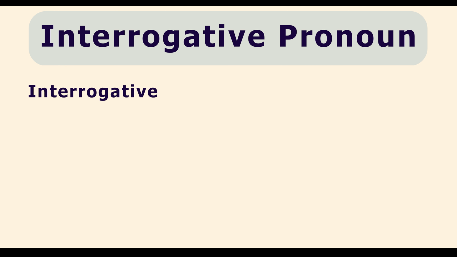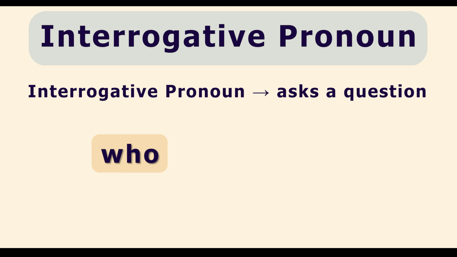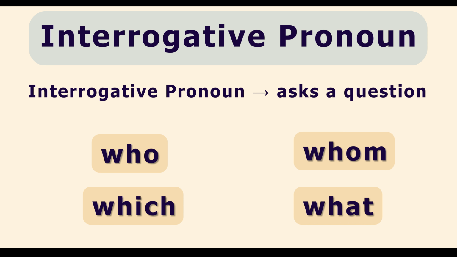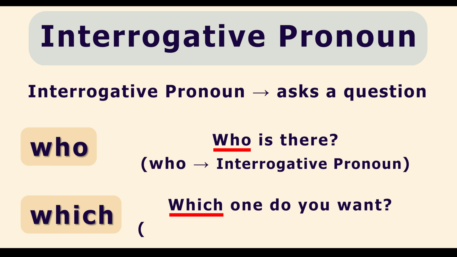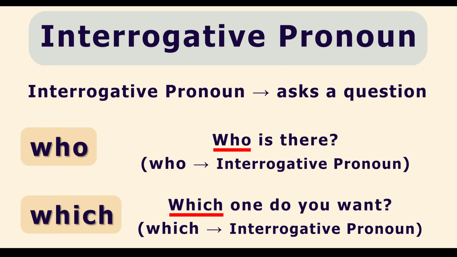Next, interrogative pronouns ask questions, like who, whom, which, and what. For example, who is there? Here, who is the interrogative pronoun. Another example, which one do you want? Here, which is the interrogative pronoun.